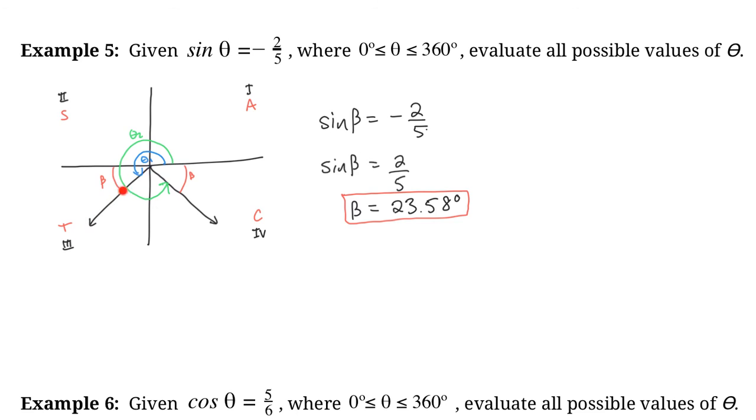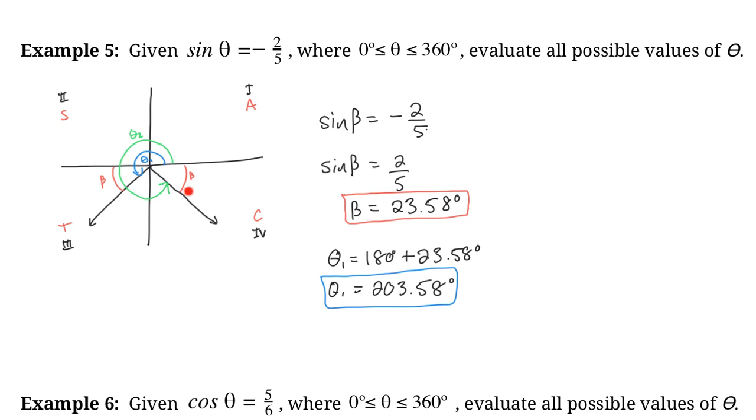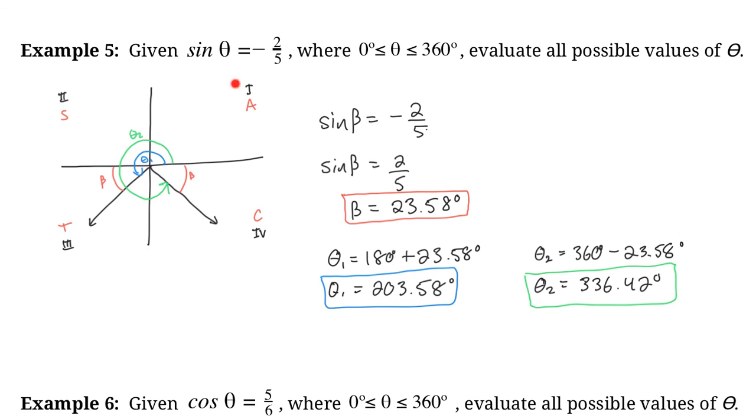So our first one is in quadrant 3, so that means we can just take 180 degrees and add our angle beta. So theta 1 is equal to 180 plus 23.58, and that's just equal to 203.58 degrees. And then our second angle is in quadrant 4, so that's just 23.58 degrees away from 360. So that means we can just do 360 degrees minus 23.58. And then you just get that our second angle is equal to 336.42 degrees. And we're done. These are our two angles between 0 and 360 degrees that have this ratio for sine.